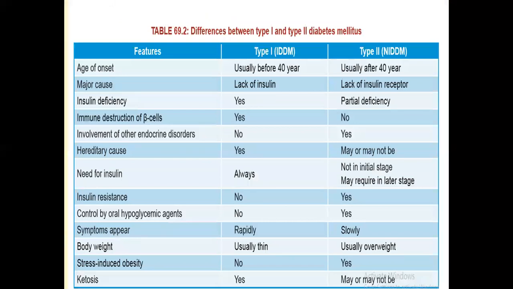There is a difference between type 1 and type 2 diabetes, in terms of age of onset, major cause, insulin deficiency, and immune destruction. So what are basically the differences between type 1 and type 2 diabetes?